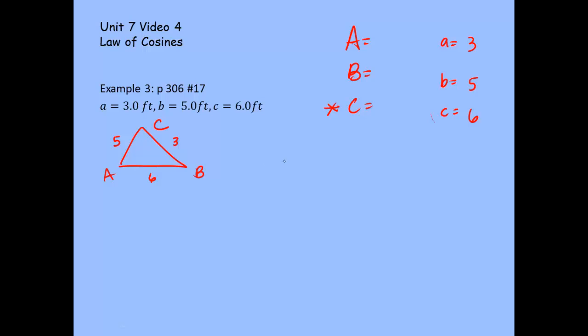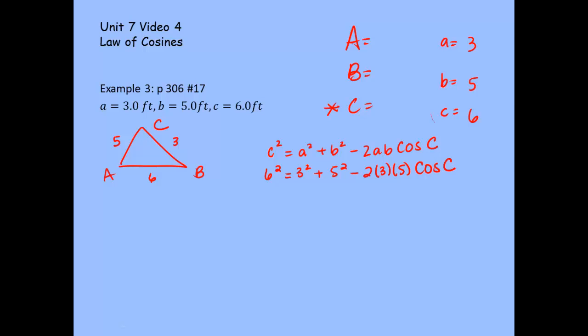So to find the largest side here, I'm going to use c squared, or largest angle, equals a squared plus b squared minus 2ab cosine of c. Now everything is known except the cosine of c. So that's my last step. 6 squared equals 3 squared plus 5 squared minus 2 times 3 times 5 times the cosine of c.